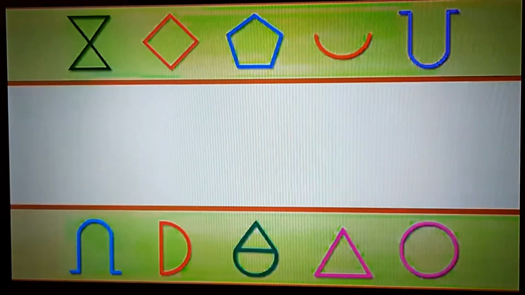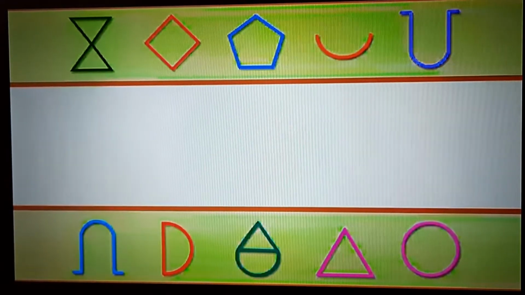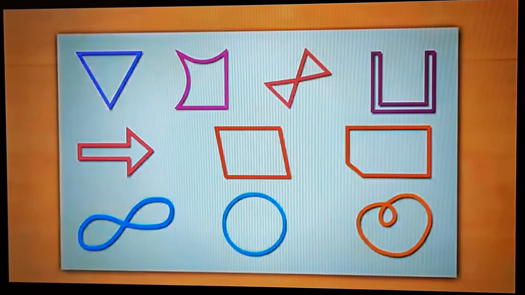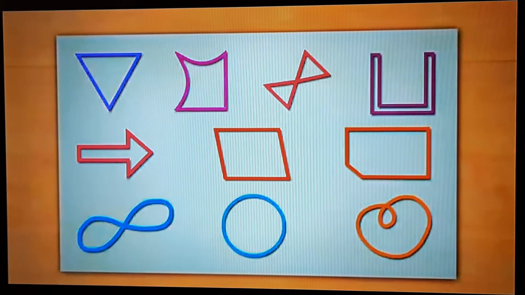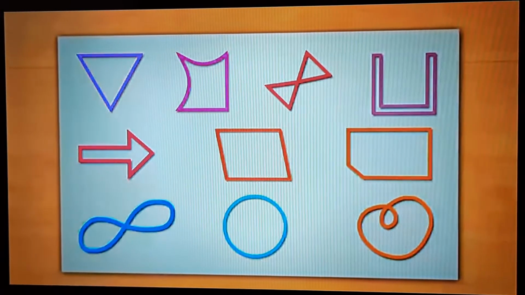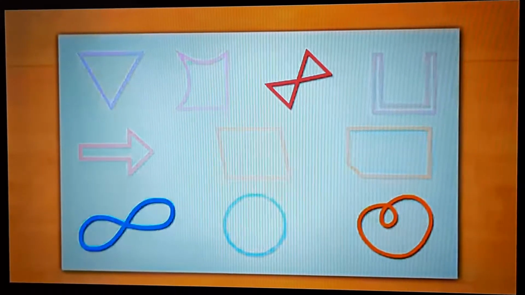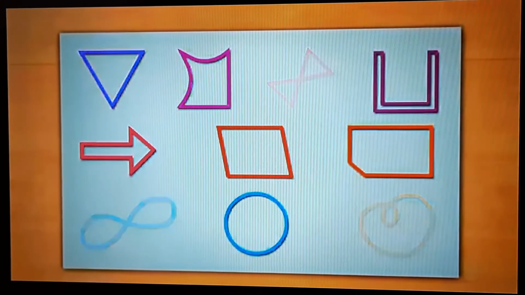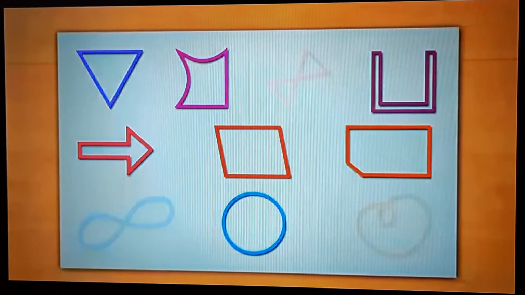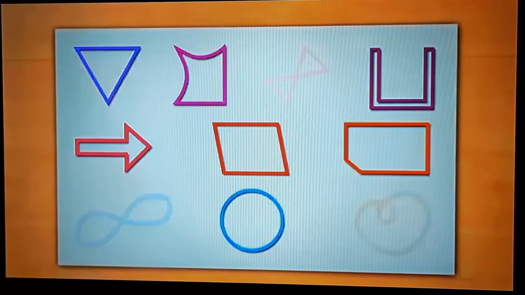Open and closed figures can be drawn using straight lines, curved lines, or a combination of both straight and curved lines. Observe these closed figures. Do you find any difference among them? In some of these figures, the curved lines are crossing each other. In the remaining figures, the curved lines do not cross each other. The closed figures that can be drawn in such a way that the lines do not cross are called simple closed figures.